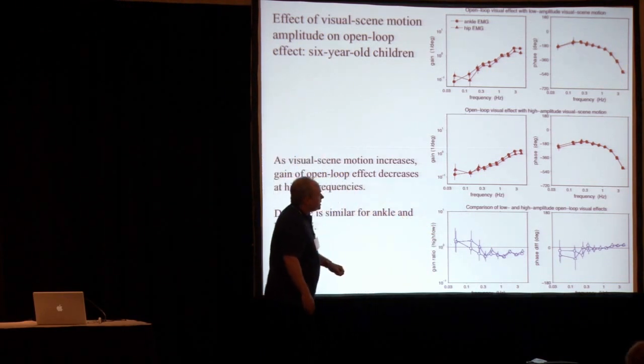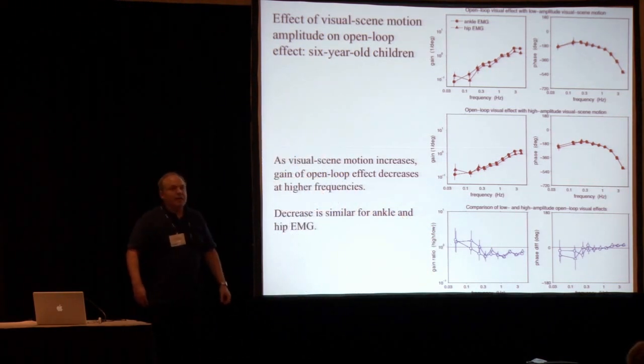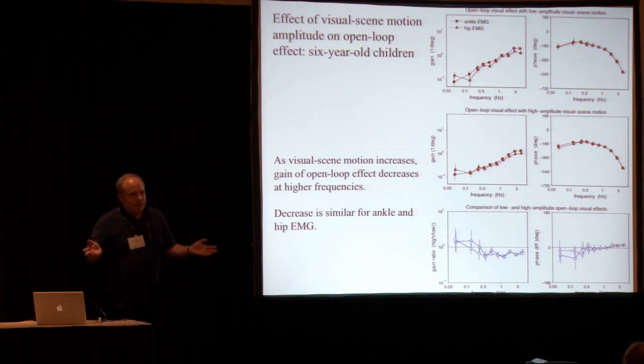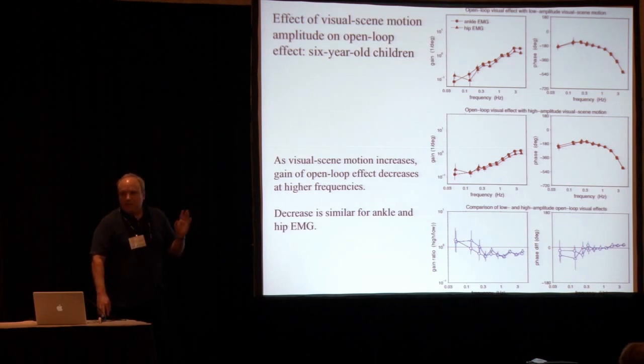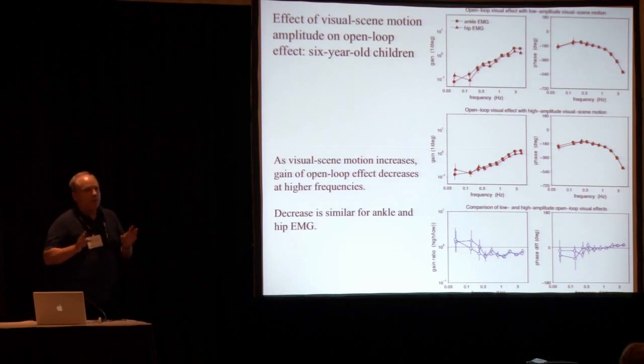And you can see that at high frequencies, the gain in the high amplitude condition is less than the gain in the low amplitude condition, which is what you expect. As visual motion increases, you want to rely on vision less, so the gain goes down. And what you see is that this decrease is similar for both the ankle and the hip EMG signals. So this is one way of using this system identification approach to quantify reweighting of different senses as conditions change.